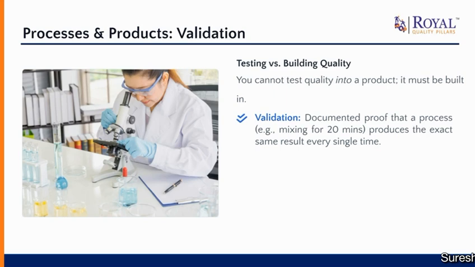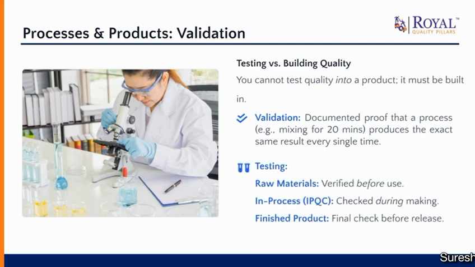There is a famous saying in GMP, you cannot test quality into a product. Testing 100 tablets out of 1 million doesn't prove the other 999,900 are safe. Validation is how we prove safety. It means we have proven scientifically that if we mix for exactly 20 minutes at 50 RPM, the result is always perfect. Once validated, we just need to follow the recipe.